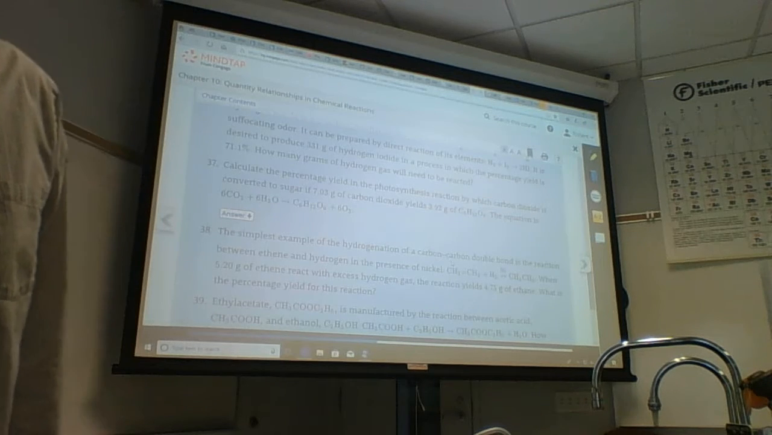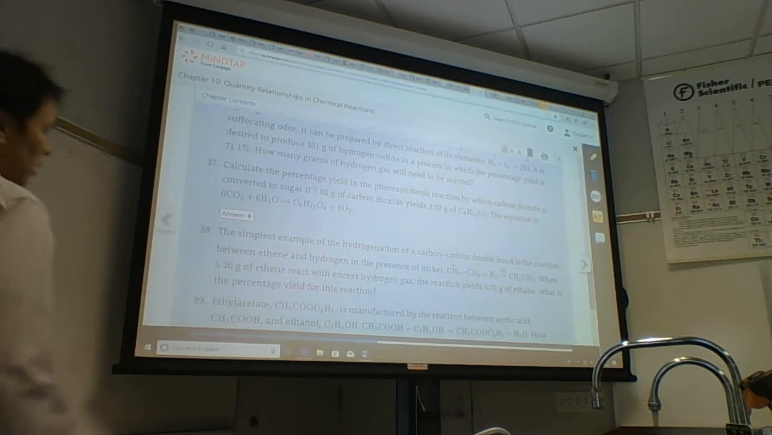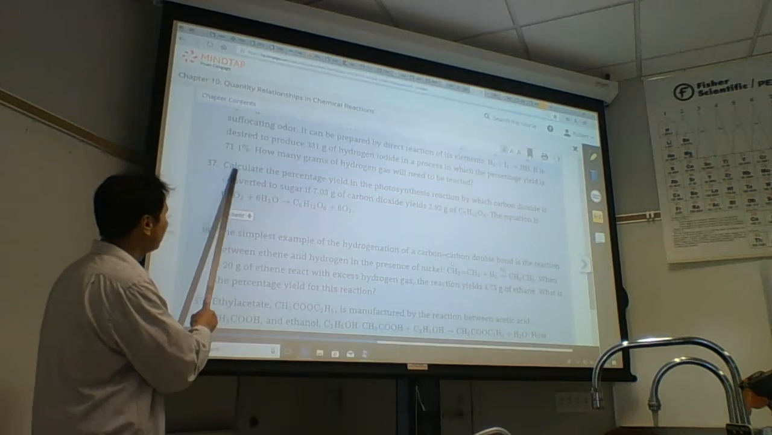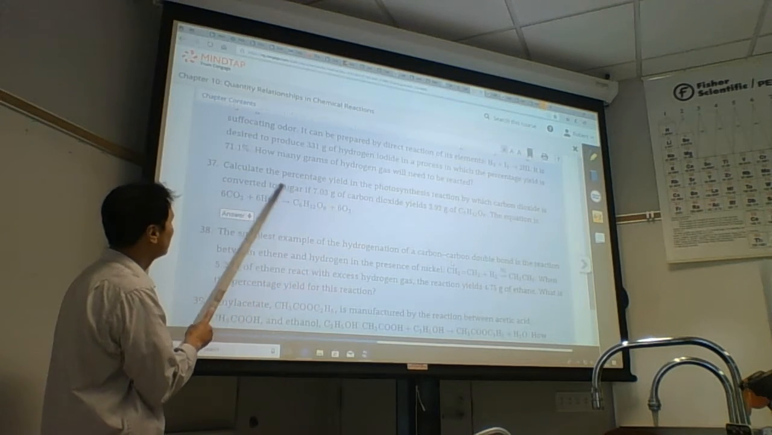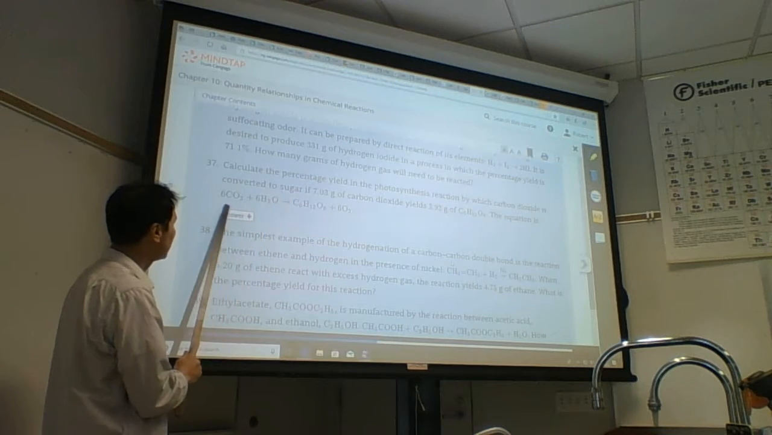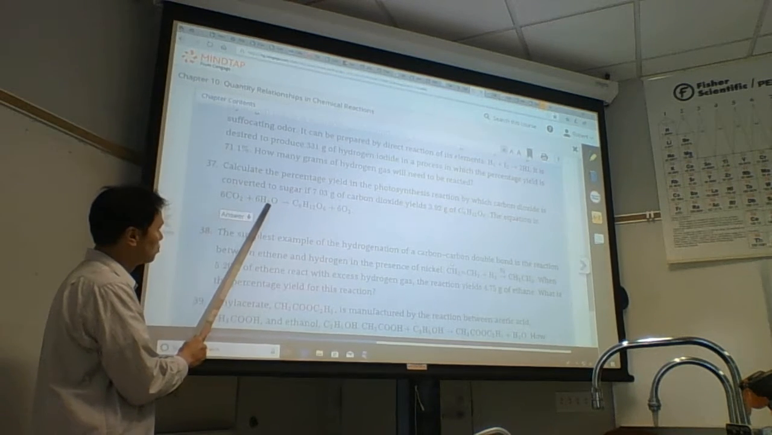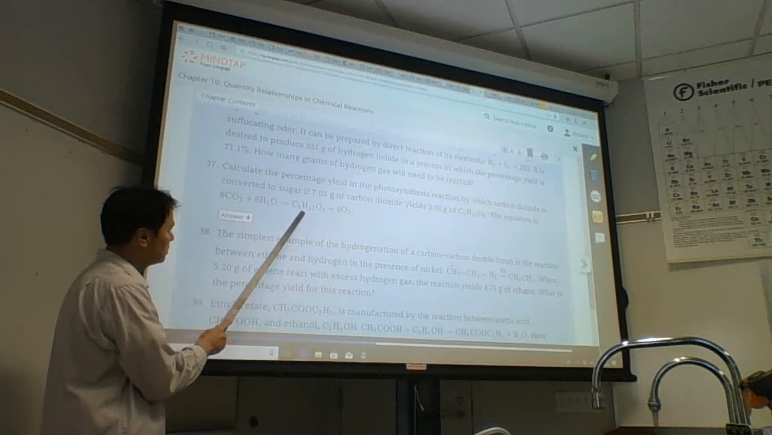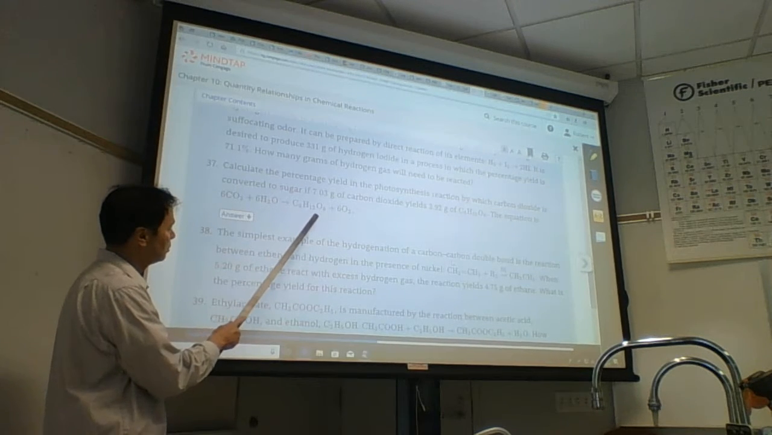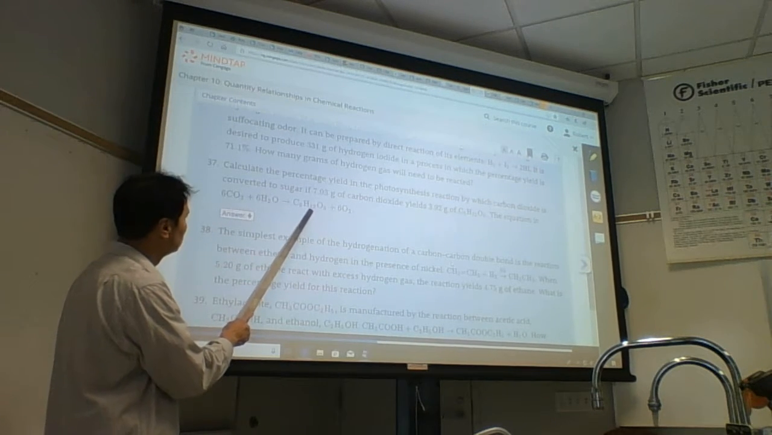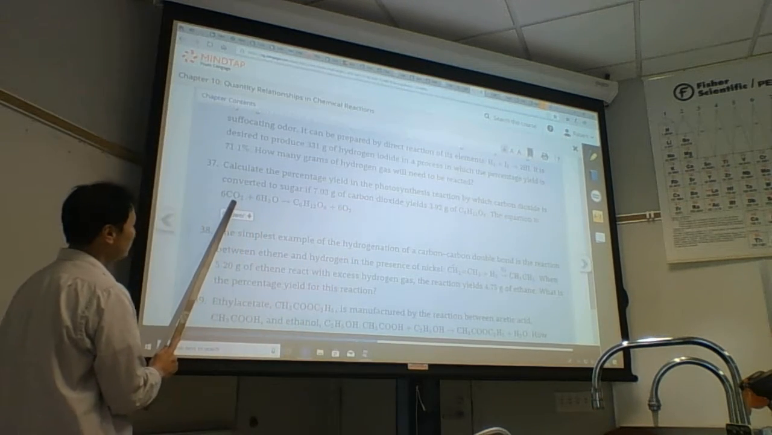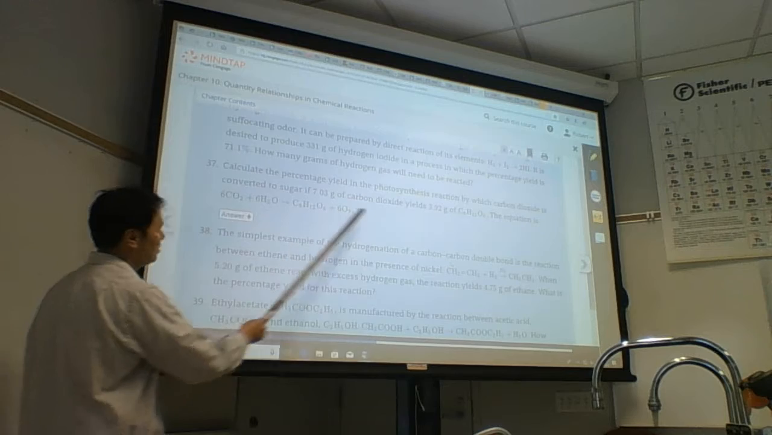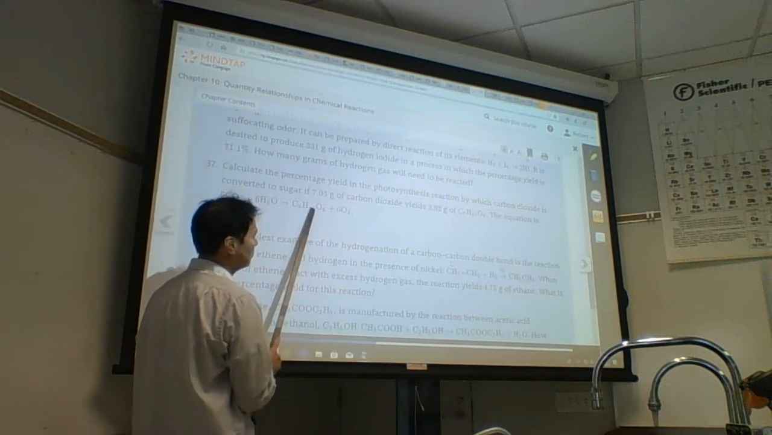All right, so we'll take another problem here. Number 37, calculate the percentage yield in the photosynthesis reaction by which carbon dioxide is converted to sugar. So here's the reaction. CO2 plus water yields C6H12O6, which is called glucose sugar. If 7.03 grams of carbon dioxide yields 3.92 grams of sugar.